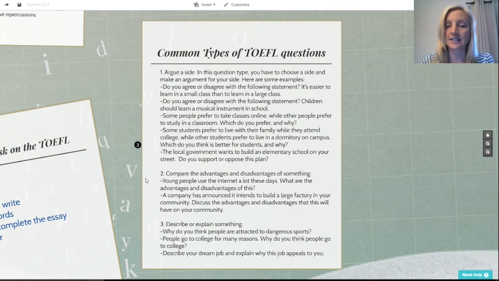In the second type, you compare the advantages and disadvantages of something. This is much less common than the first type. And the third type is you describe or explain something. Now again, feel free to pause this video at any time and take your time and read these over. But also please note that this question can really take any format. These are just the 3 that I've seen repeated quite often.